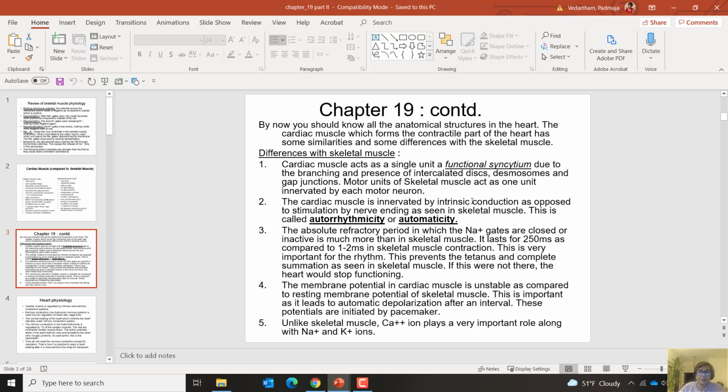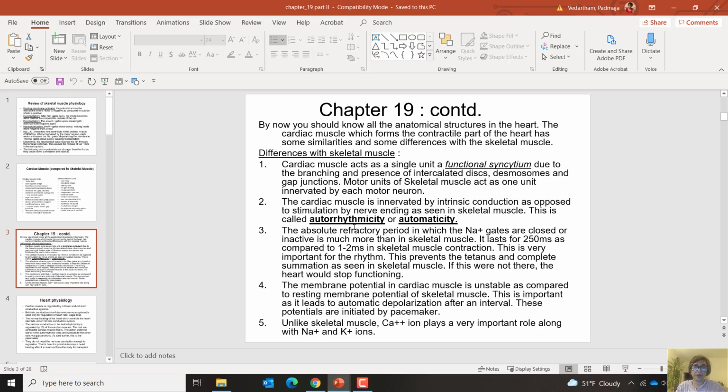Cardiac muscle is innervated by an intrinsic conduction system as opposed to stimulation by nerve endings as seen in skeletal muscle. We do have axon terminals, but the main rhythm is set by pacemaker cells, which are part of the cardiac muscles themselves. This is called autorhythmicity. We don't see the axon terminal innervating each and every cardiac muscle cell, so we don't have the muscle fiber and axon terminal connection. There is no neuromuscular junction as such.